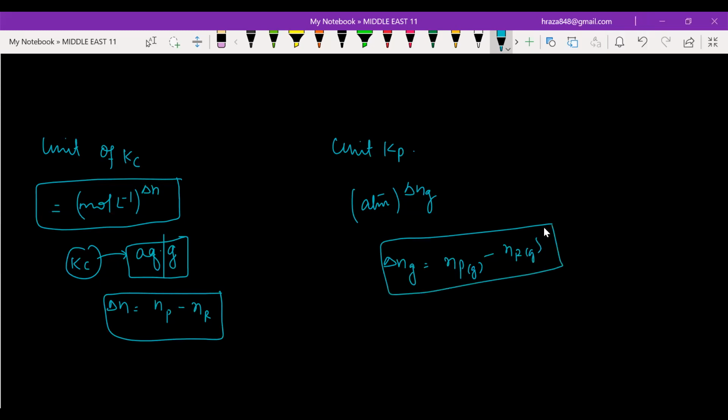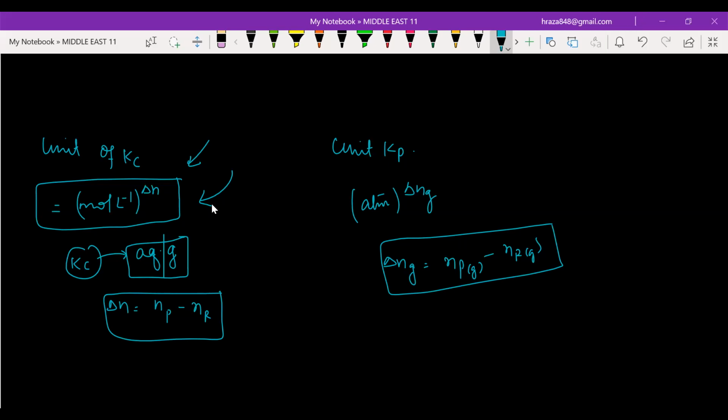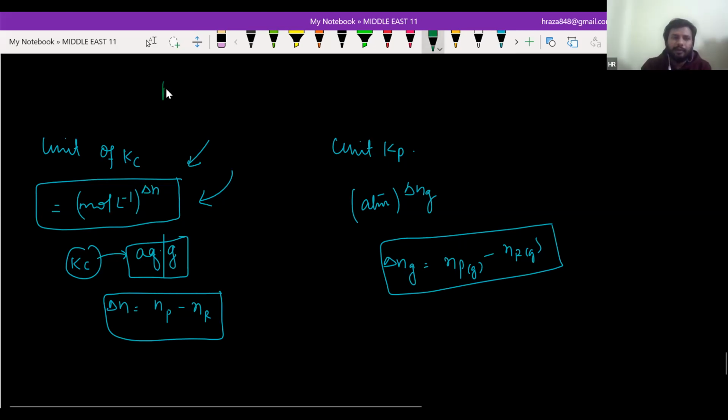Yes, sir. So whenever there is a question of unit and the reaction is given, you can easily apply this instead of writing the expression for Kc, or instead of writing the expression for Kp and then calculating it. You can easily get it by this. Is that clear? Yes, sir. Just for checking, take this example.